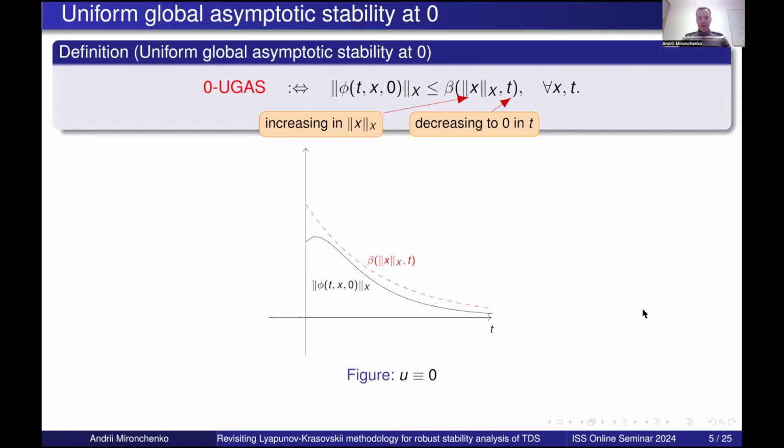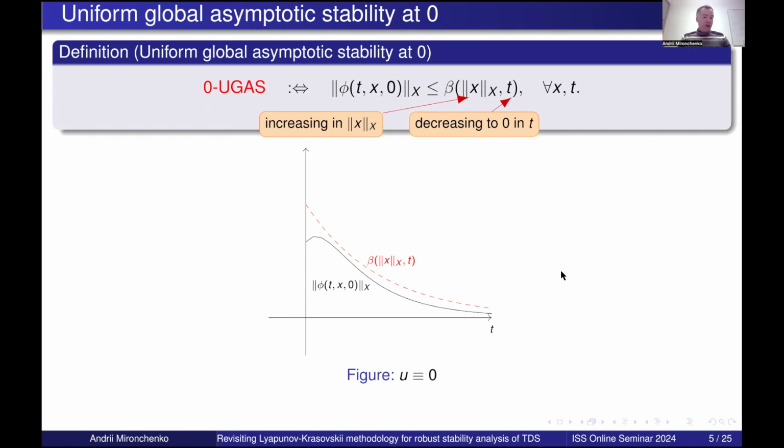Now we introduce some basic definitions for this talk. First is one which is familiar for us. Here we set input to be 0, and we say that a time delay system is uniformly globally asymptotically stable at 0 if the norm of the trajectory for 0 input is upper bounded by a KL function of the norm of the initial condition and time. The larger the norm of the initial condition, the larger the bound. And the larger the time, the smaller the bound, and it decays to 0 when time goes to infinity. In particular, this means that every uniformly globally asymptotically stable system for 0 input is also uniformly attractive.